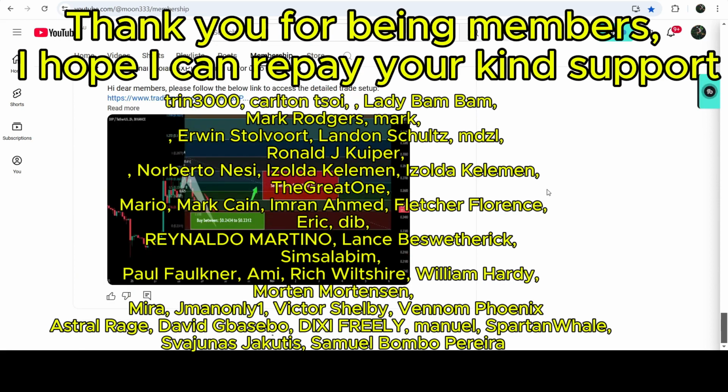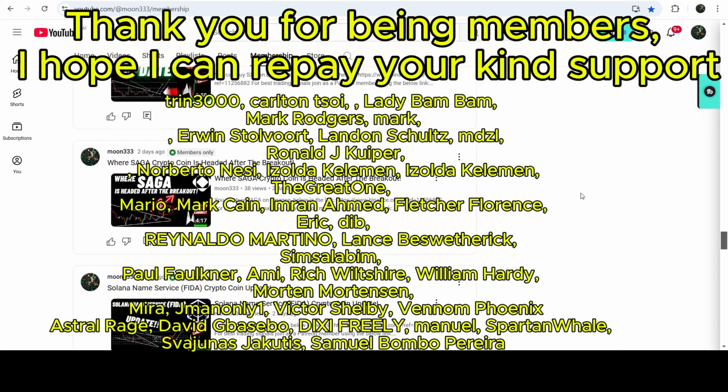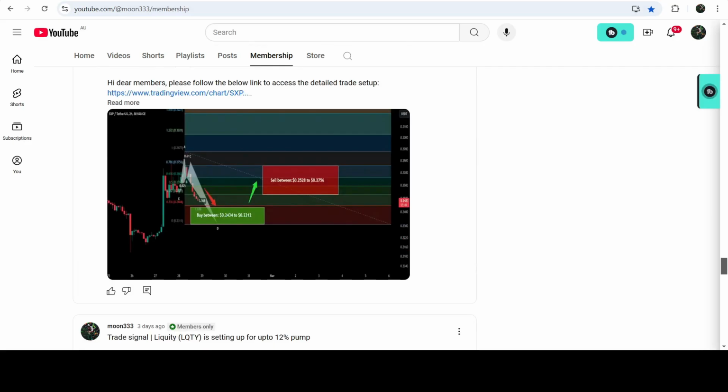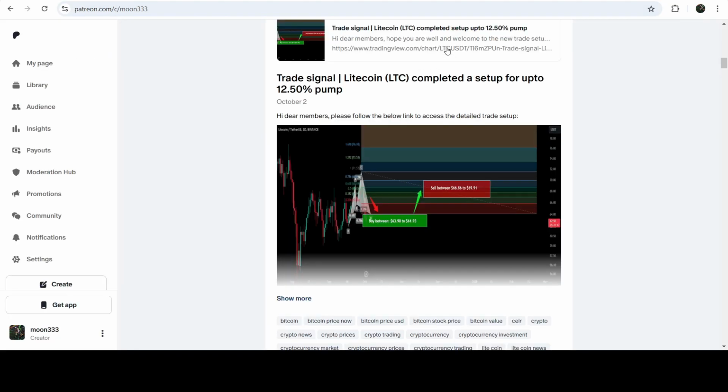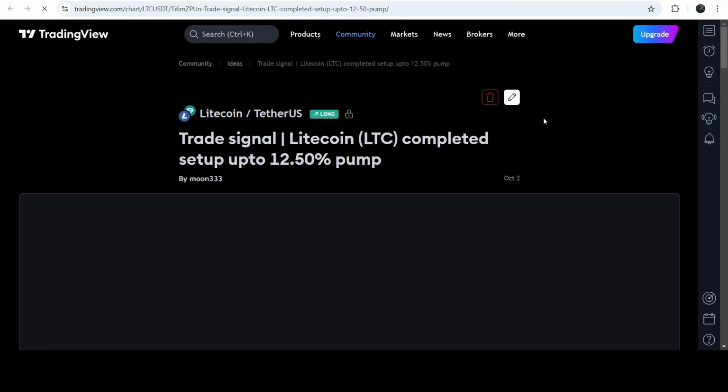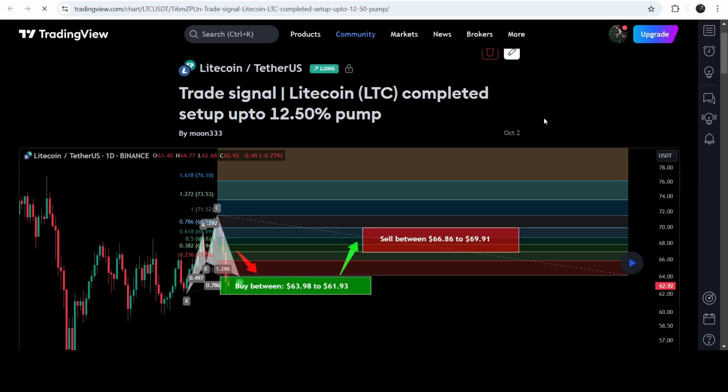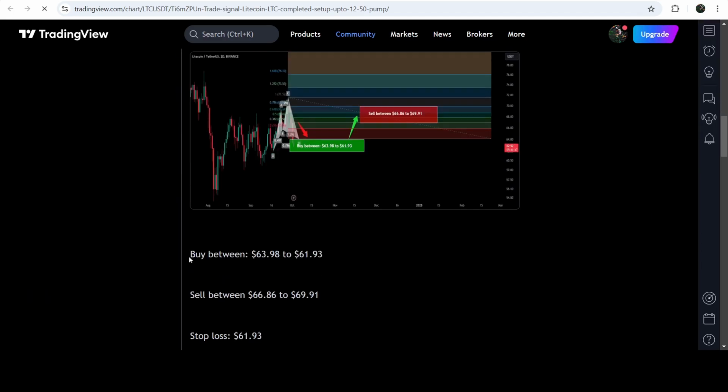So let's start the analysis, and first of all, let me begin with my most recent trade signal for Litecoin that I shared on 2nd of October 2024 with my members. That was a harmonic bullish Cypher pattern that Litecoin formed on a daily time frame chart with the US dollar pair. And this was a complete trade signal: the buying zone, the sell target zone, and the stop loss.